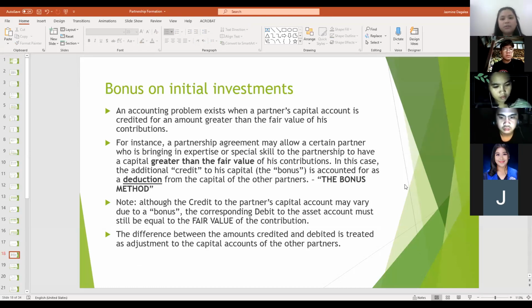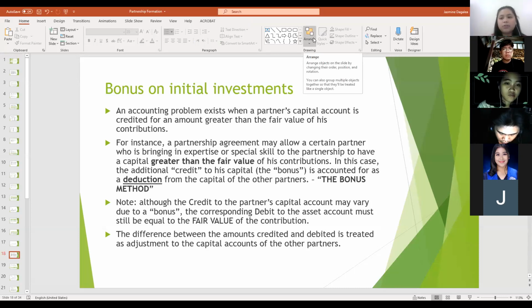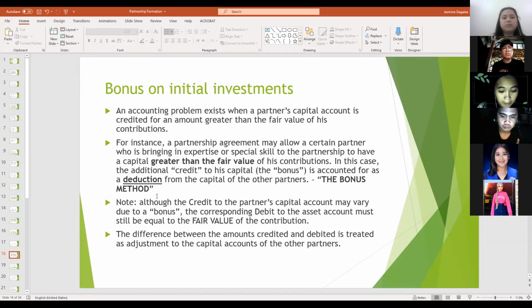So in Tagalog, pag mas malaki yung i-credit sa capital account ko, pero maliit lang yung contribution ko, since I will be giving also my talents or my skills in the business, my capital account will be credited more than my contribution. Ngayon, yung other partners magbibigay ng bonus sa akin. I-deduct nila yung additional na credit sa akin sa capital nila. So makikita nyo sa examples natin. You call this bonus method.